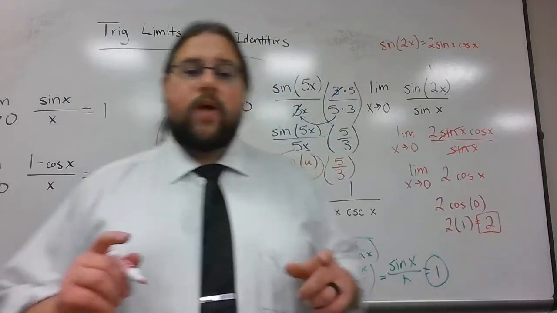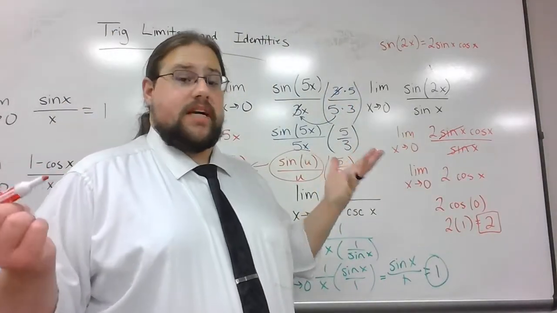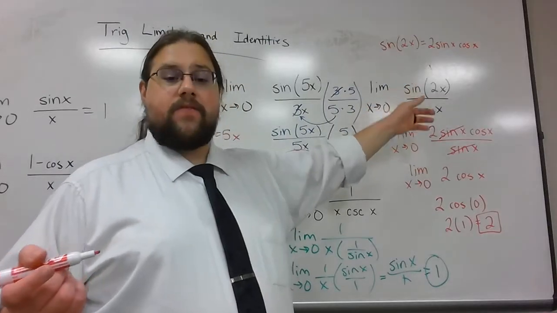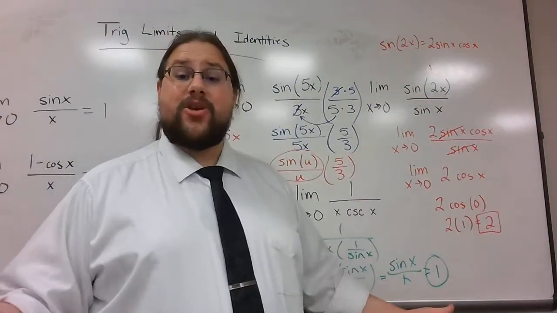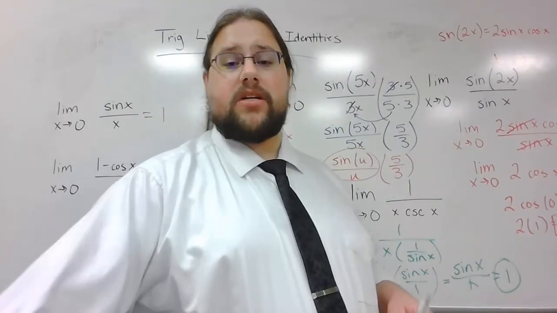And I'll bet you right off the bat, you didn't think about that one because, again, sine of 0 is 0. That would have been an indeterminate form, but now we know the answer. It's 2. All right. Hopefully that helps you guys out, and make sure if you have any questions, please let me know.